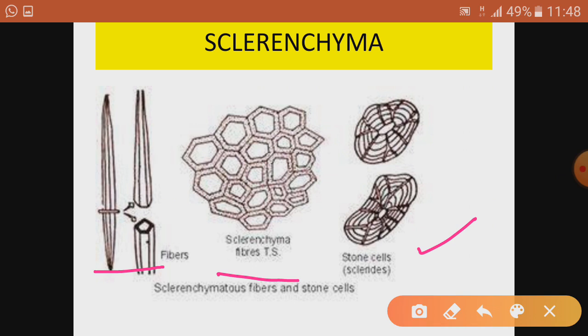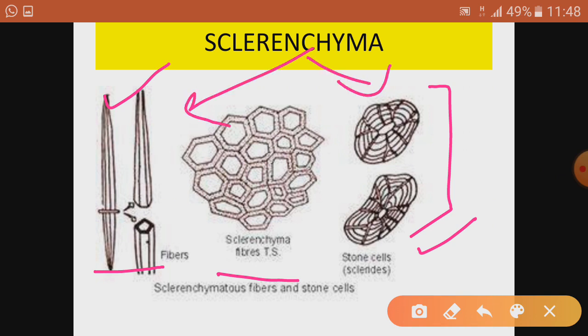of sclerenchyma. So, either they may be present as fibers, long elongated fibers, or they may be present as stone cells. These are the types of sclerenchyma. What are the two types of sclerenchyma? They may be present as fiber form, they may be present as stone cells, but in both the cases they are considered to be dead cells and they provide the mechanical support to the plant.